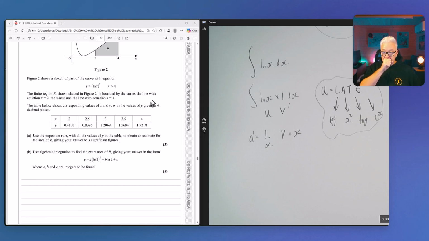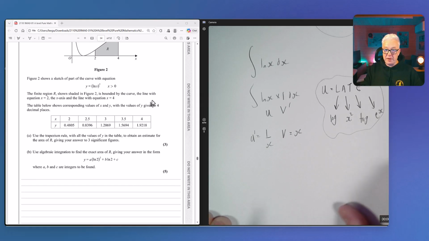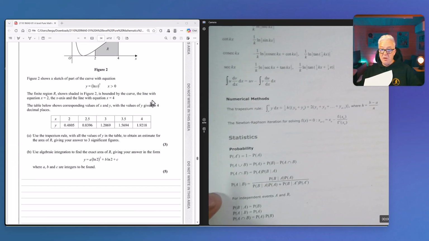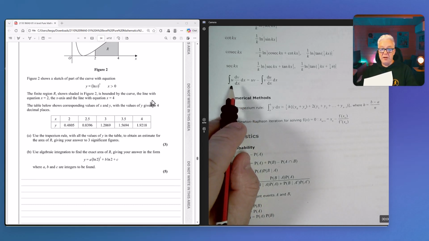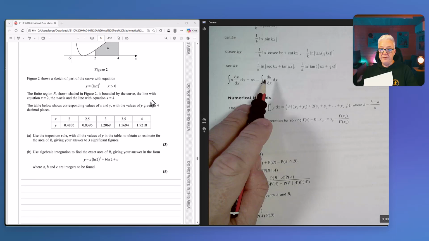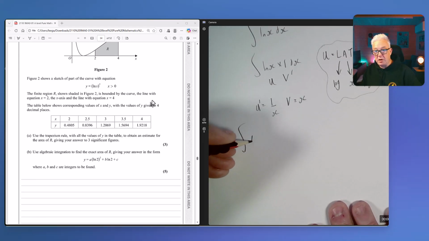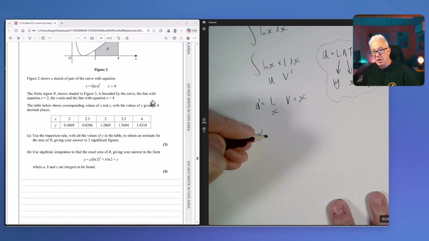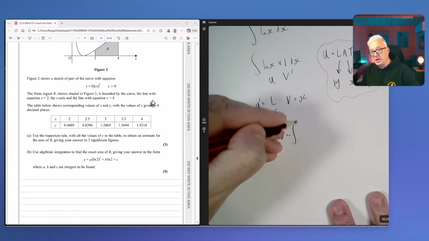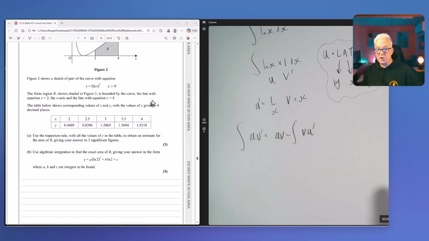So now we're ready to use the integration by parts formula. And the good news is we're given the integration by parts formula in the formula booklet. It's the integral of uv' is uv minus the integral of vu'. Okay, perfect. So let's write that down. The integral of uv' is uv minus the integral of vu'.